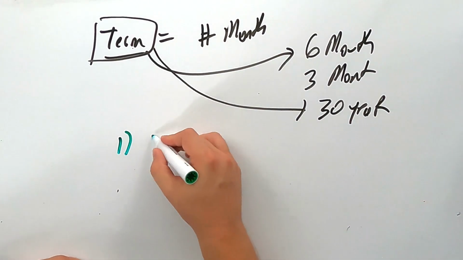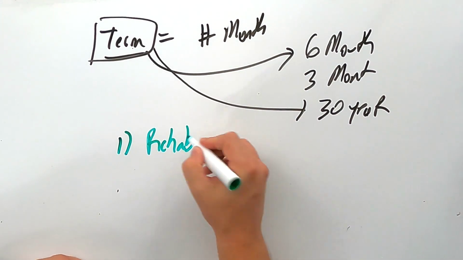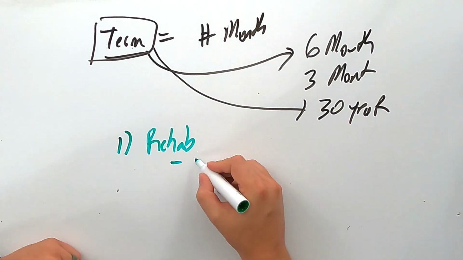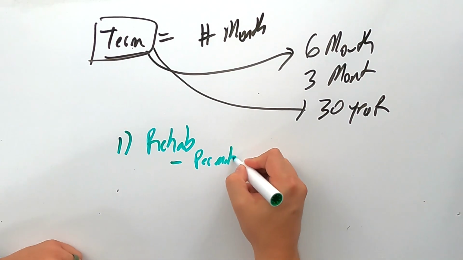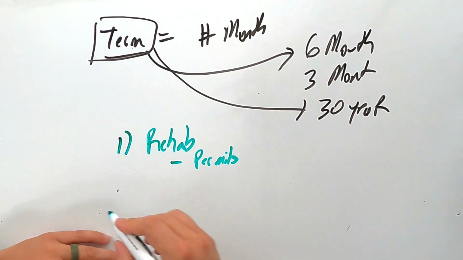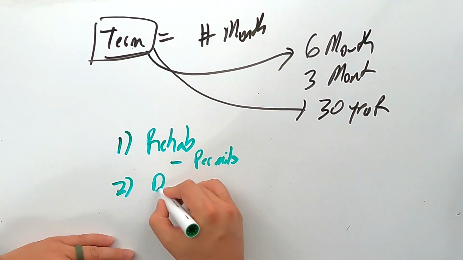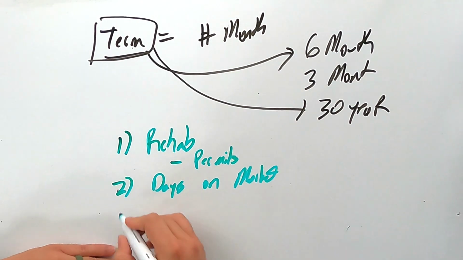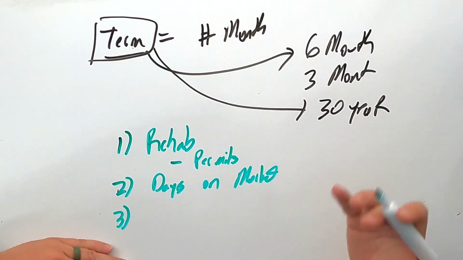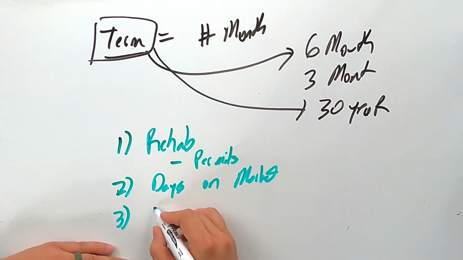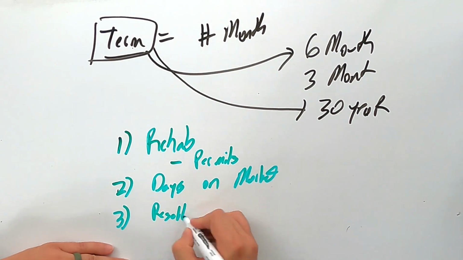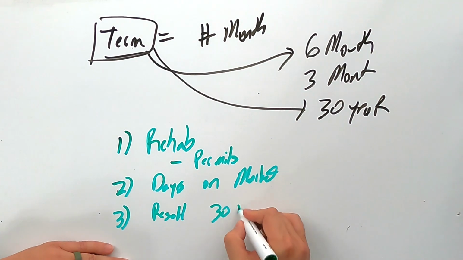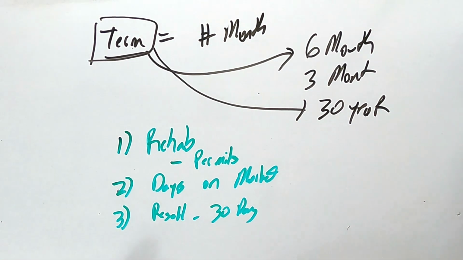Okay. There's a couple of things to keep in mind here. First thing is the rehab time frame. Now, in that rehab time frame, you're going to have issues potentially with permits and how long permits are going to take. Number two, you're going to have the days on market. And then number three, you're going to have the time that it takes to close and resell, which is typically about 30 days. So let's talk about each one of these in detail.